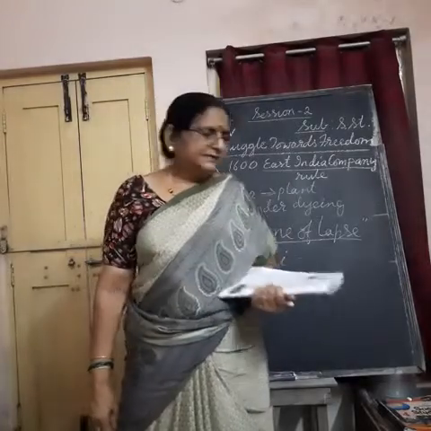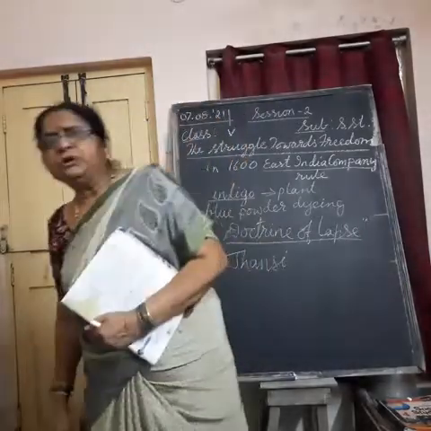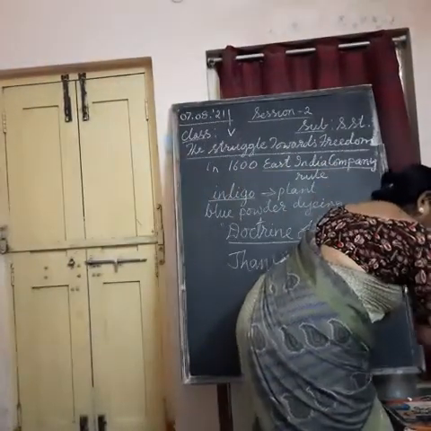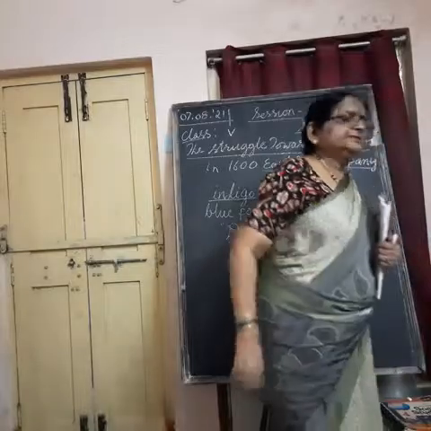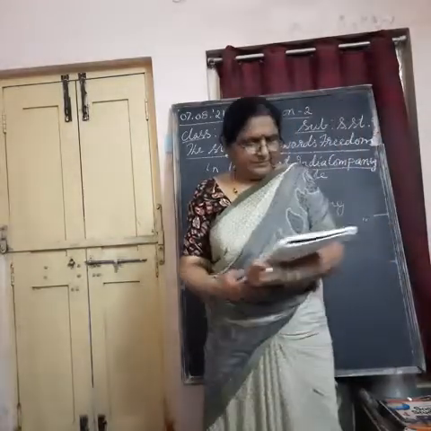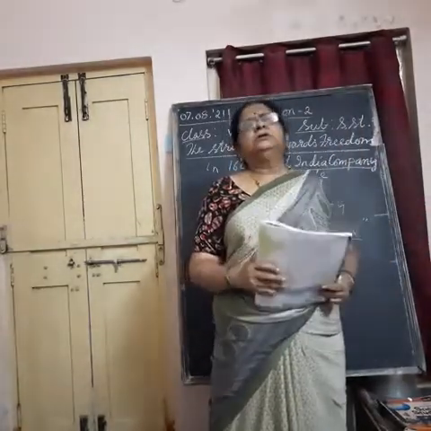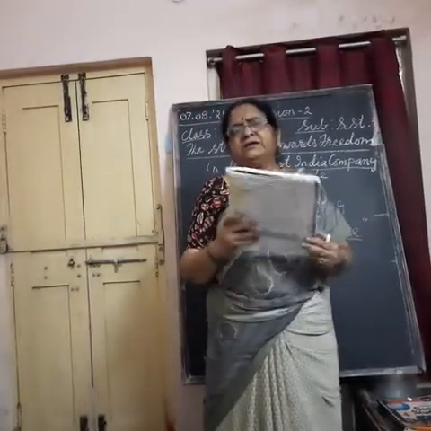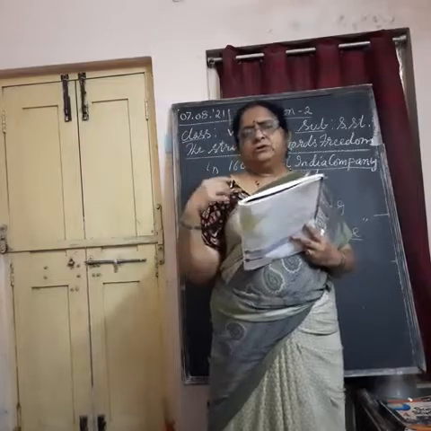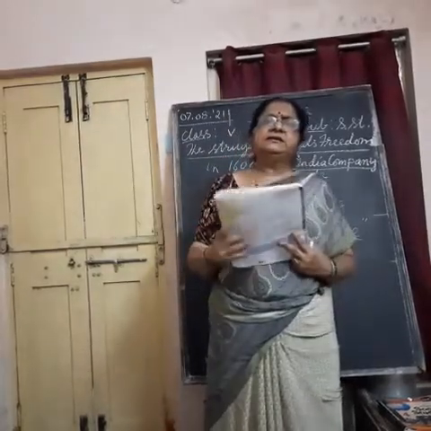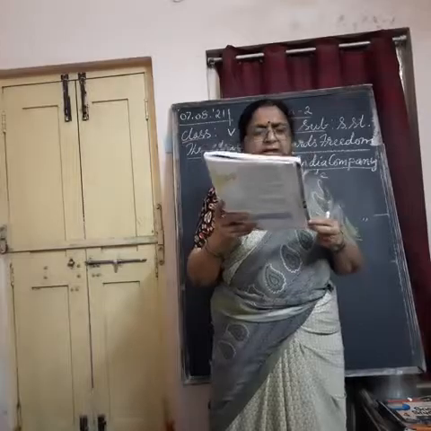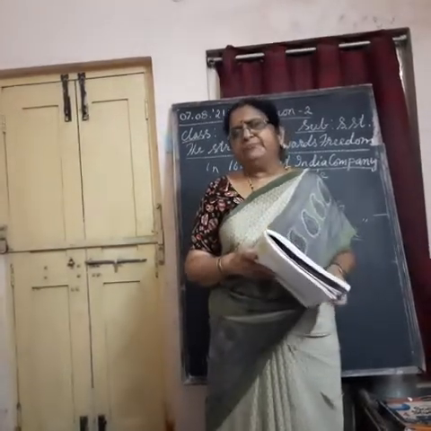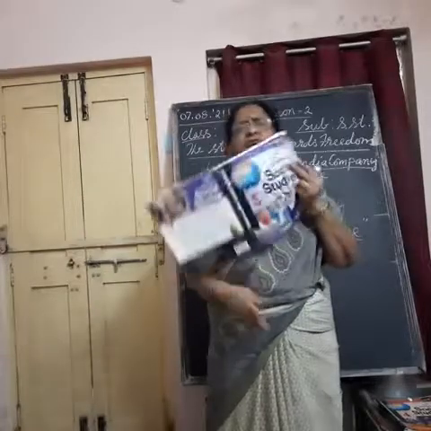Understand? And that is how this led to the First War of Independence, which was called the Revolt of 1857. This First War of Independence, towards independence I can say, was called the First War of Independence or Revolt of 1857 or Sepoy Mutiny, which I am going to teach you tomorrow.